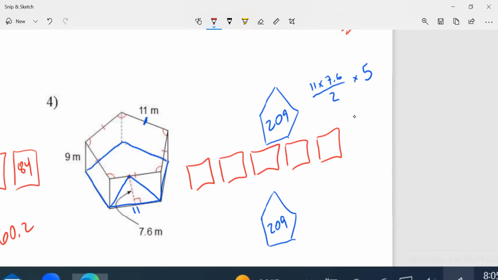Okay, so I know each measurement outside of my base is 11, right? I can do this 11, this is 11. And I know the height of the prism is 9. So I'm going to go 9 times 11 for each of my walls. That gives me 99 for each of my walls. All right, so let me add everything. I'm going to add 99 5 times plus 209 plus 209, which gives me 913.